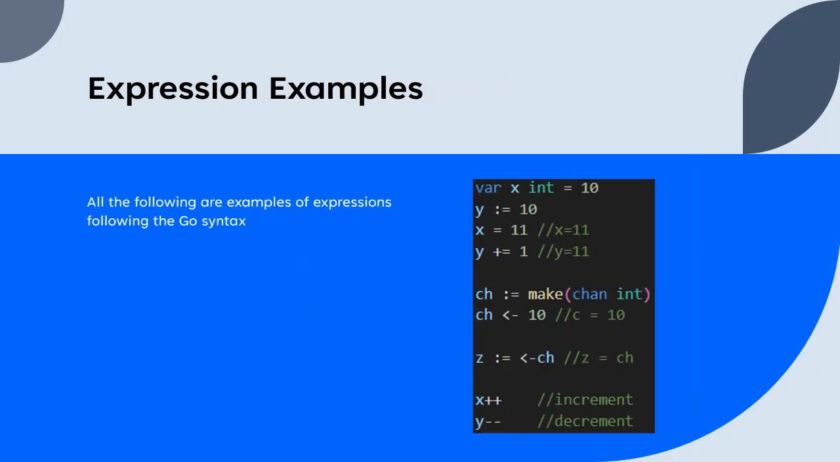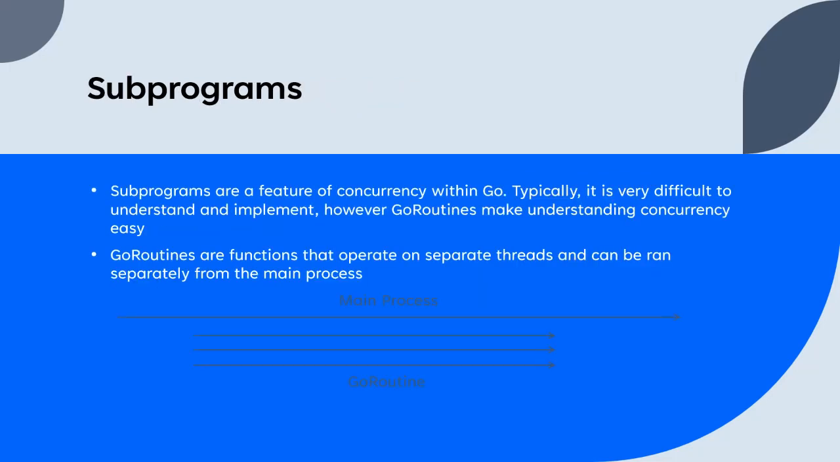Here below are some expression examples following the Go syntax. Subprograms are a feature of concurrency within Go. Typically, it is very difficult to understand and implement. However, Go routines make understanding concurrency easy. Go routines are functions that operate on separate threads and can be run separately from the main process.